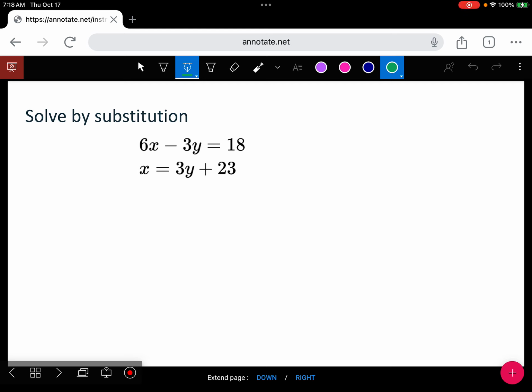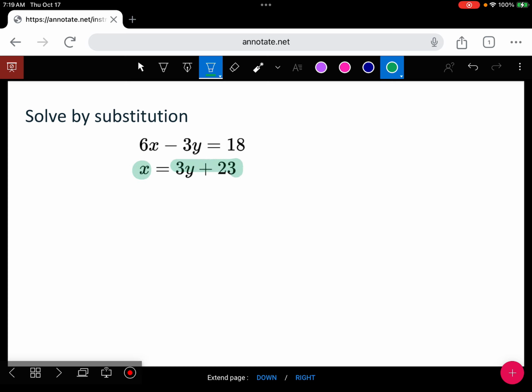All right, so we're given these two equations. We've got our system of equations here. And what do we see that we can do? How do we go about this? Say it again.